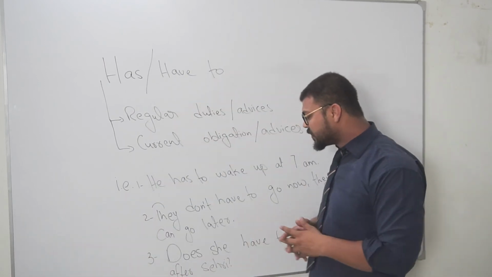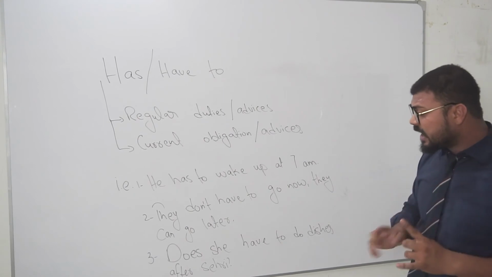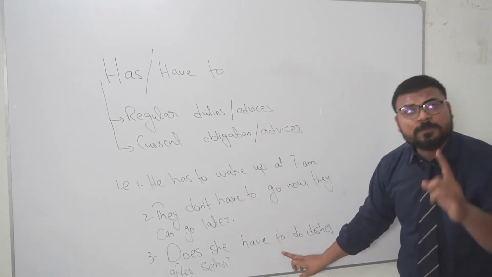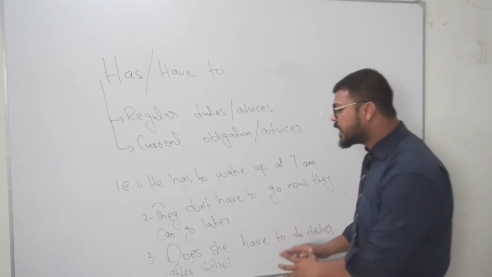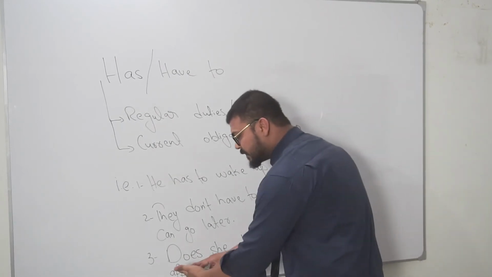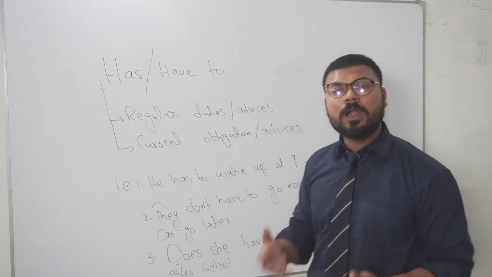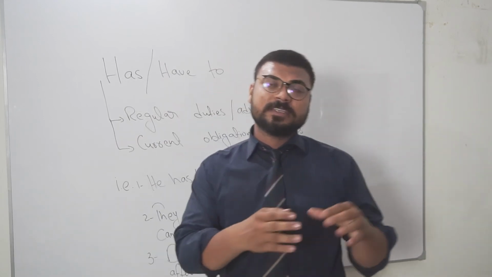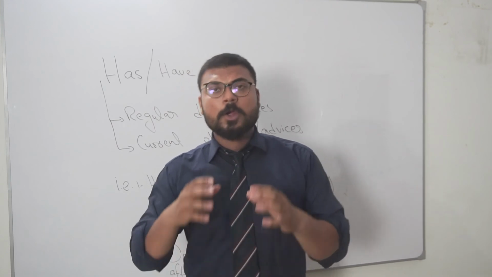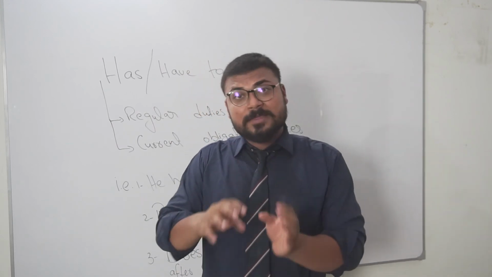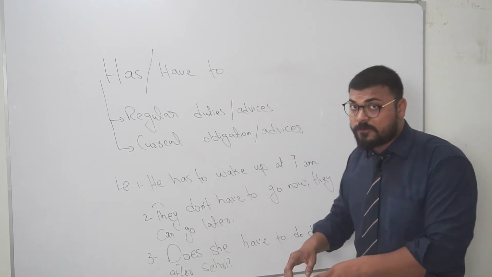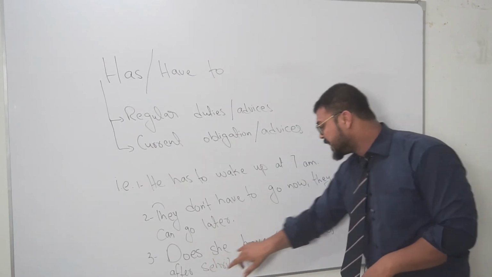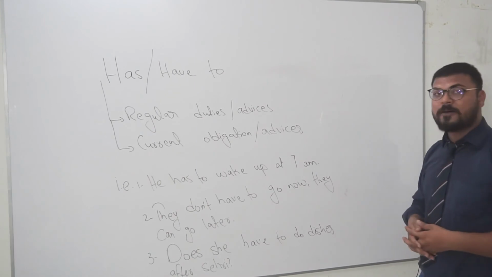And an interrogative is going to be does she have to? Now you must be thinking that, sir, why are you using have to here? We are using have to here, my friends, because of this does. As I mentioned earlier, when we use does as a helping verb, we replace has with have, right? So have is going to take the place of has, right? So does she have to do dishes after sehri, right?